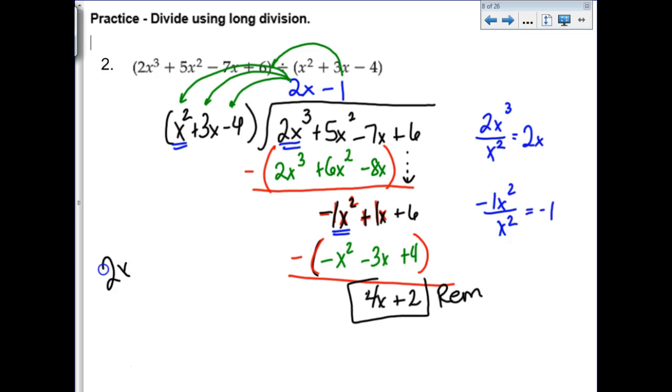Your quotient is 2x minus 1. And then to write the remainder, the 4x plus 2, the thing being a remainder means you're still stuck in the division problem.